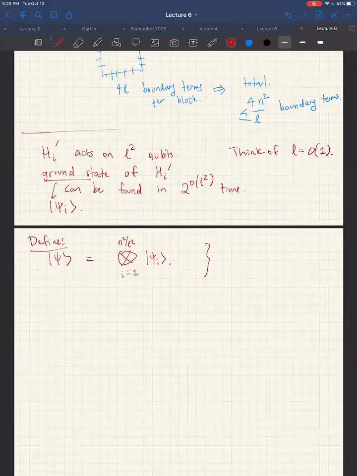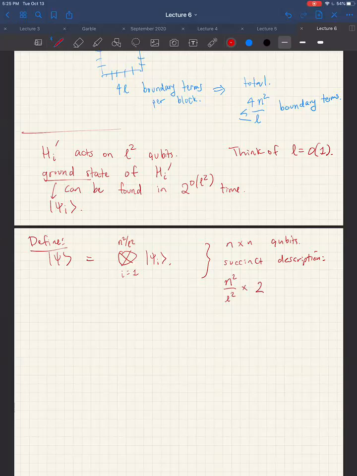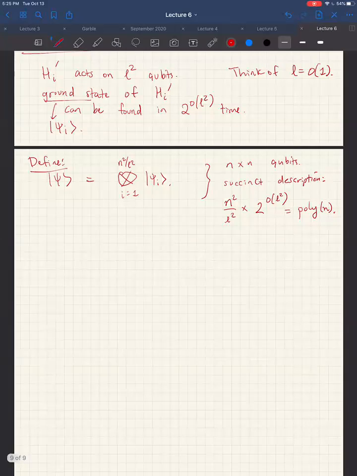So this whole state is going to be on n squared qubits, it's on n by n qubits. But since it's this product state, it's going to have a very succinct description. I can describe it just by describing each of the psi i's individually, so it can be described in the number of patches times the description size of each ground state. And if L is a constant, this is still polynomial in n. Now let's compute its energy, and let's show that it actually has a pretty low energy.